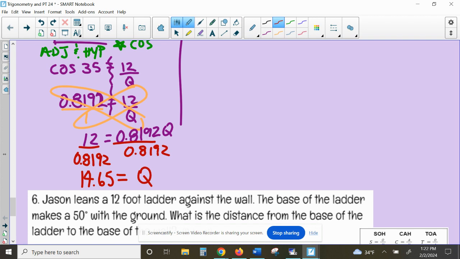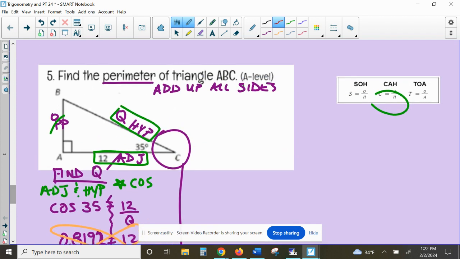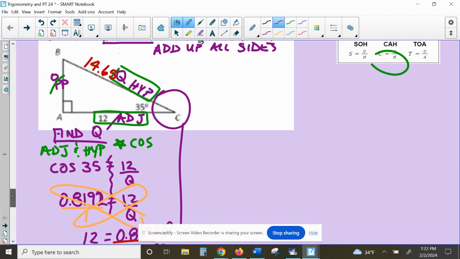What was that anyways? That was that Q side, right? So let's go back up to our picture. You got all this? I'm scrolling back up. 14.65. This side is 14.65. So now I have two sides of my triangle. I've got the 12 on the bottom and the 14.65 there. I need to find this guy over here. Okie dokie?